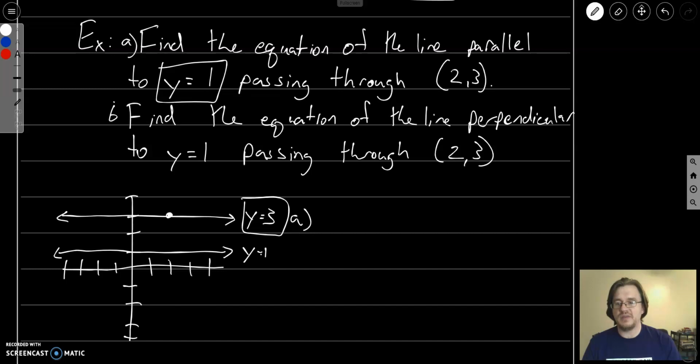If we look at part B, find the equation of the line perpendicular to y is equal to 1. Well, if our original equation is horizontal, a perpendicular line is going to be going up and down. And if it's passing through that same point, it's going to be just like this. And again, for the equation of this line, the x value is always 2. The height changes, so x will be equal to 2 for the answer to part B.